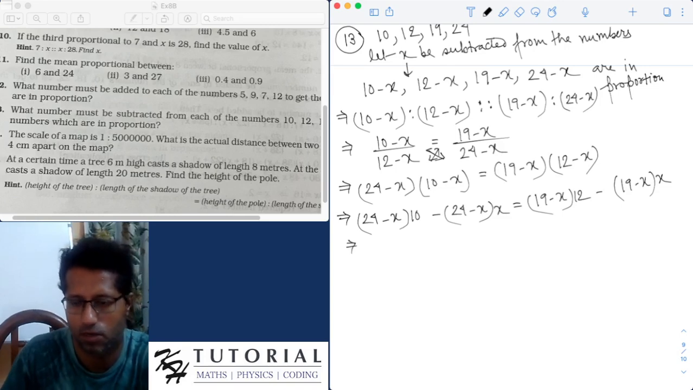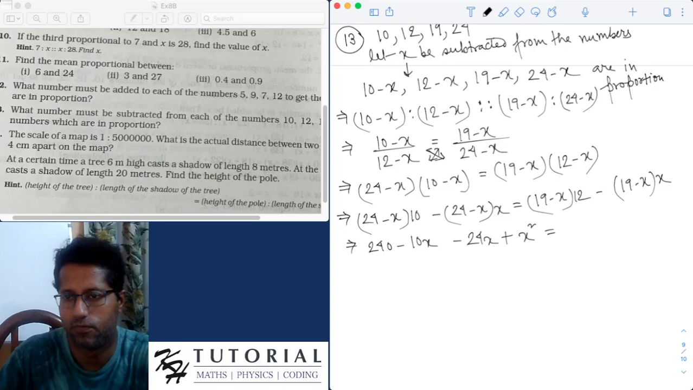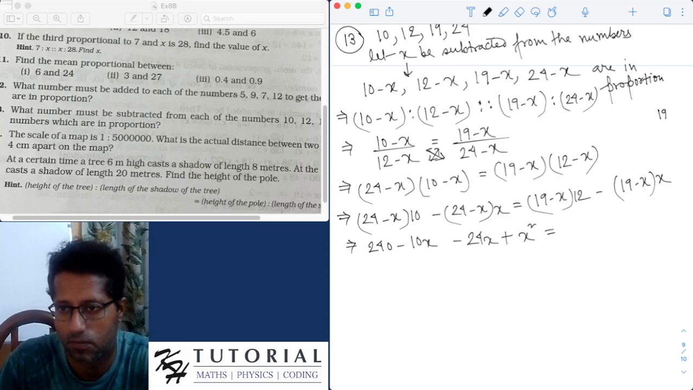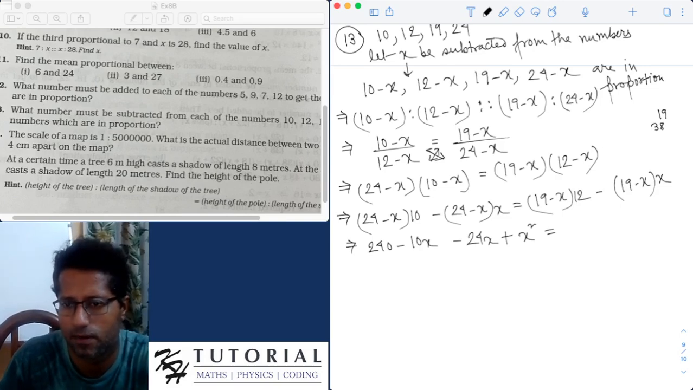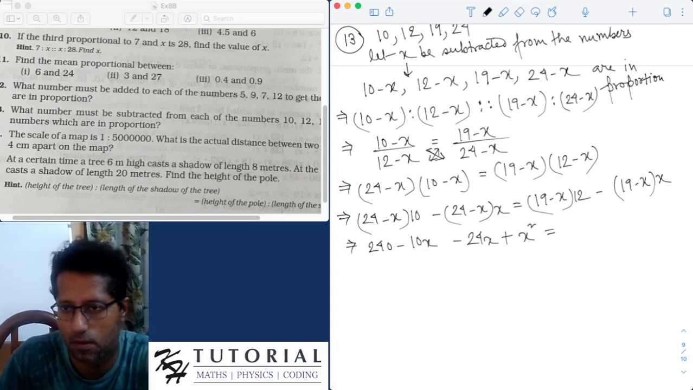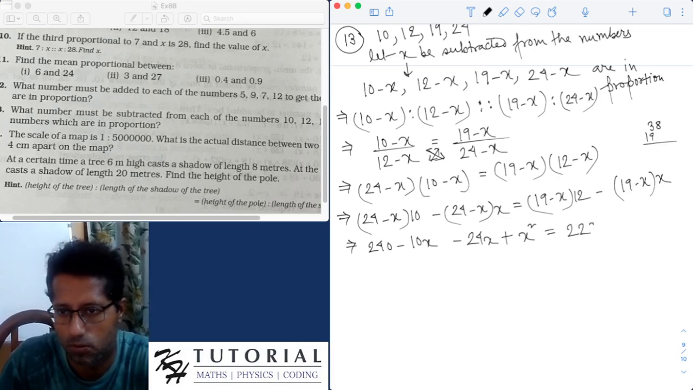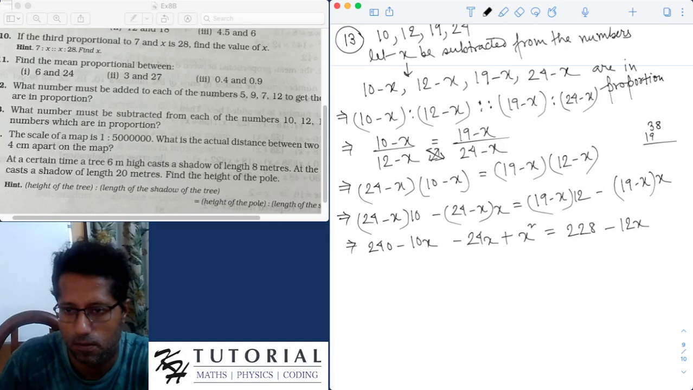Now I will open the brackets and do the products. I get 240 minus 10x minus 24x plus x square equals 19 into 12. 19 into 12 is 38 and 190, so 228, minus 12x minus 19x plus x square.